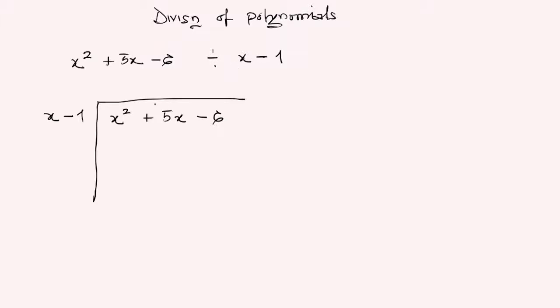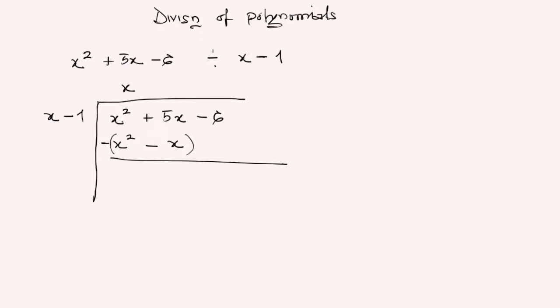That's our divisor. The first thing we do is take the first term here, which is x squared, and divide it by the first term here, x. So x squared divided by x is equal to x. Take this x and multiply it by the entire term of the divisor here. So we have x multiplied by x is equal to x squared, and x multiplied by minus 1 is equal to minus x. And then we subtract this entire term from the original expression that we have.